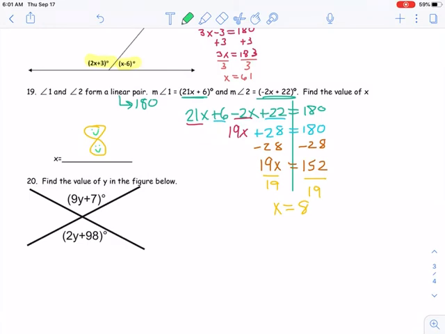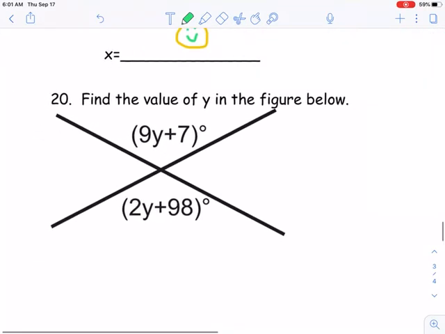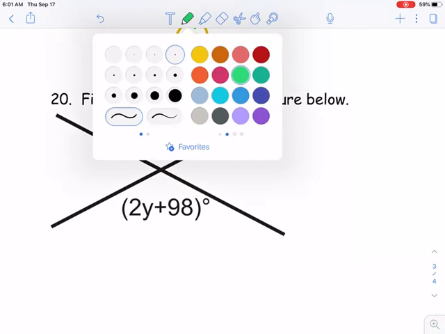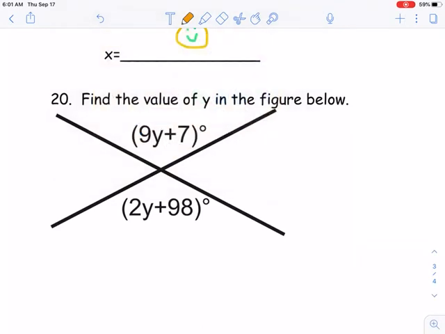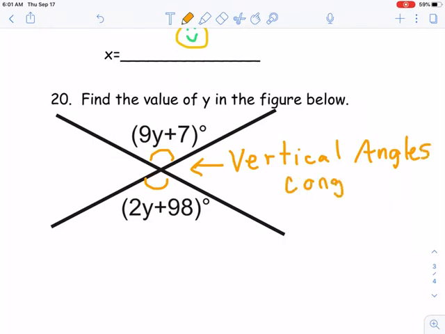Hooray, 8. Find the value y in the figure below. So look, this doesn't even tell us anything, but again, we have to be really good at this. I'm not over-exaggerating. I'm not saying it's important just to say it's important. This is important. We have to immediately see this x and think these are vertical angles. Alright, not only do I have to recall that they're vertical angles, I have to recall that vertical angles are congruent.